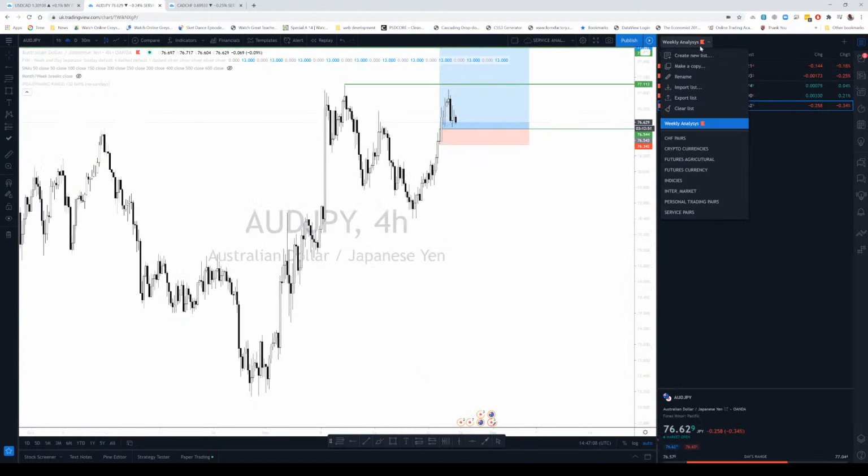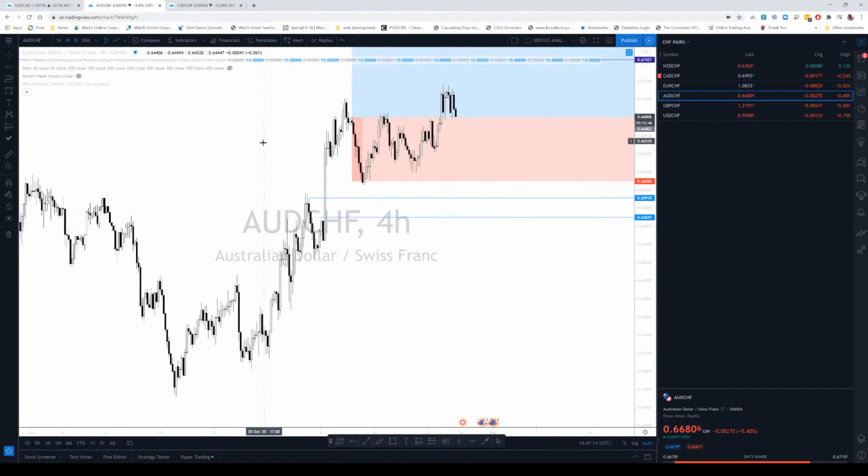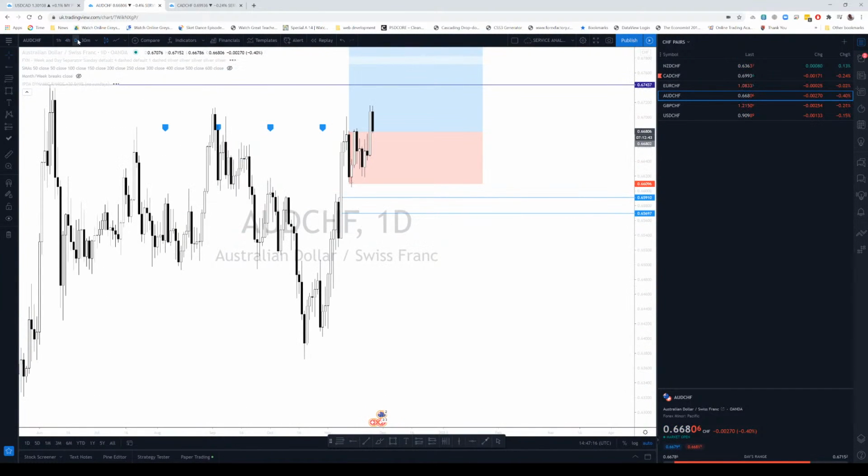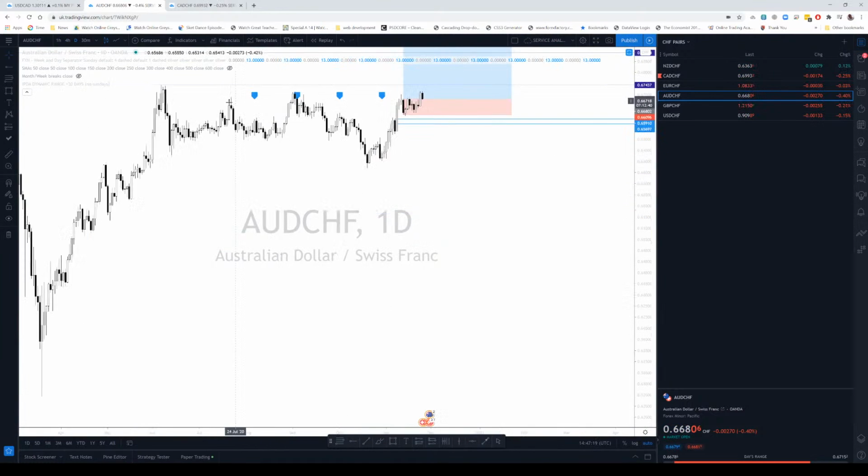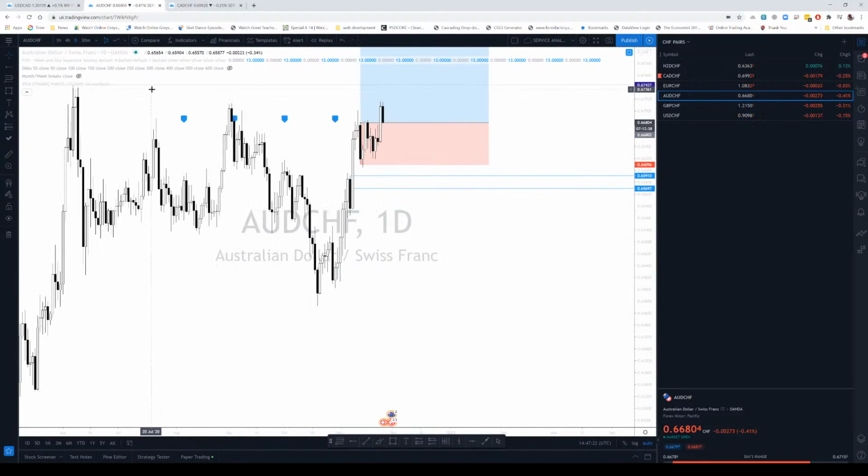And you wanted me to talk about Aussie Swiss. Right, Aussie Swiss, yeah, this should take out this high. Okay, it should take out that high, so you just got to be patient with Aussie Swiss. I think we have the Aussie New Zealand dropping, and it's not helping the Aussie at the moment, right? We have the Aussie New Zealand dropping, so it's not helping this pair at the moment.